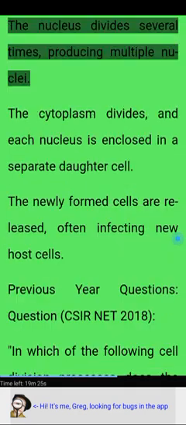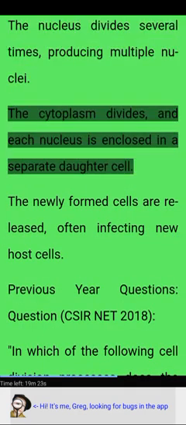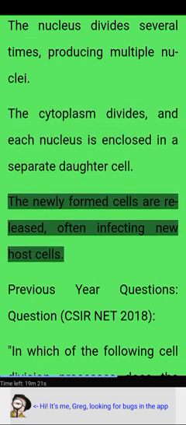Steps in schizogony. The nucleus divides several times, producing multiple nuclei. The cytoplasm divides, and each nucleus is enclosed in a separate daughter cell. The newly formed cells are released, often infecting new host cells.